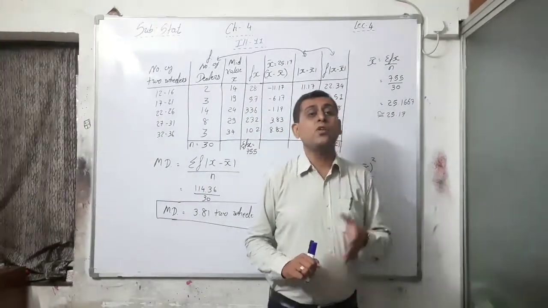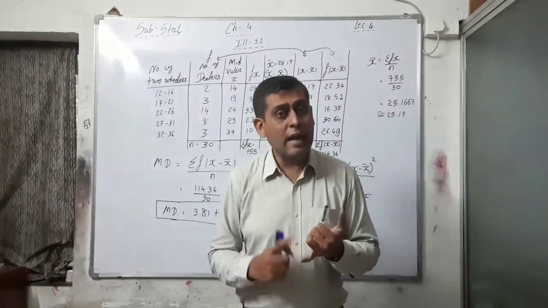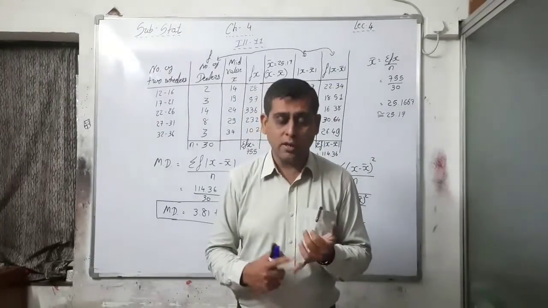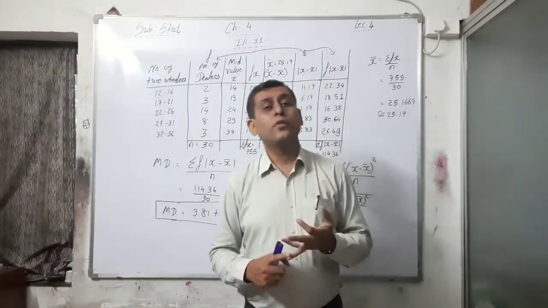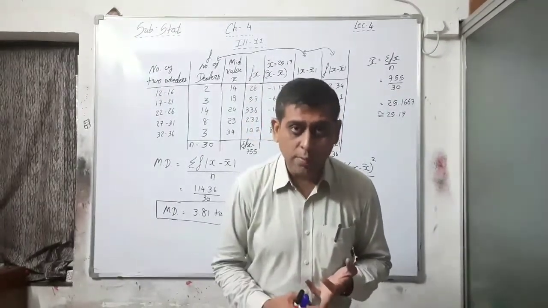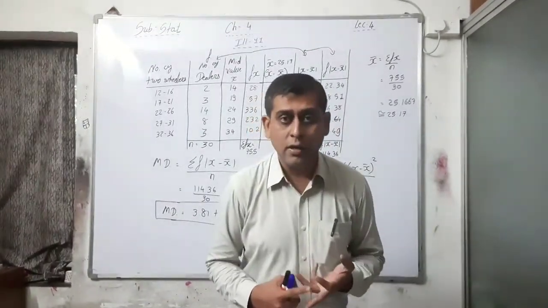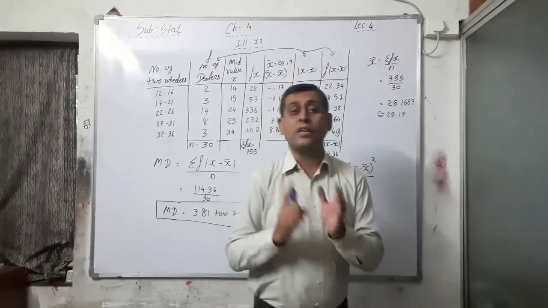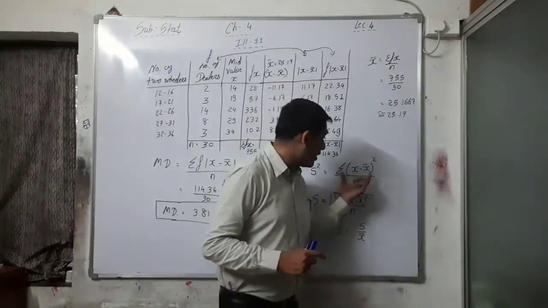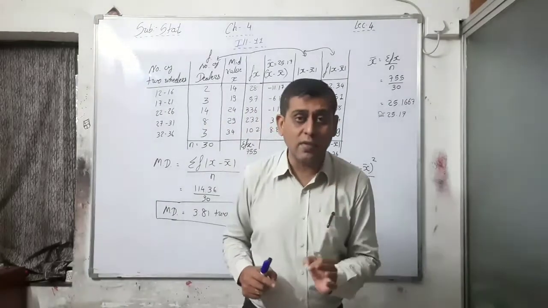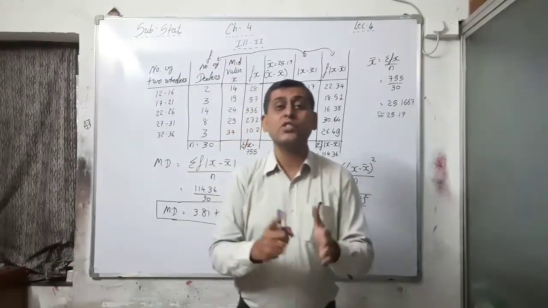In chapter 3, we already saw that X bar has 6 methods. First, ungrouped data direct method and ungrouped data shortcut method; then discrete group data direct method and shortcut method; and continuous group data direct method and shortcut method. That means the mean has 6 formulas, and similarly we can find the standard deviation by 6 formulas.